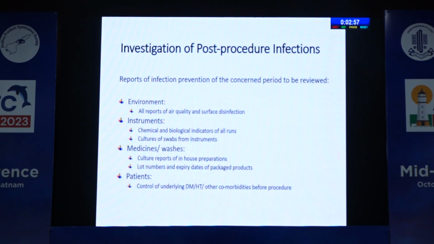So the first thing which we need to do in case of any post-procedure infection is to review all the reports of infection prevention in the concerned period. For environment, all the reports of air quality and surface disinfection need to be relooked at. For instruments, the indicators and the cultures of swabs. Also, the lot numbers and expiry dates of the medicines and the culture reports. For patients, we should relook into any missed underlying comorbidity, and whether it was properly controlled or not.